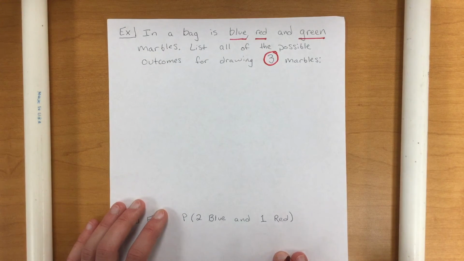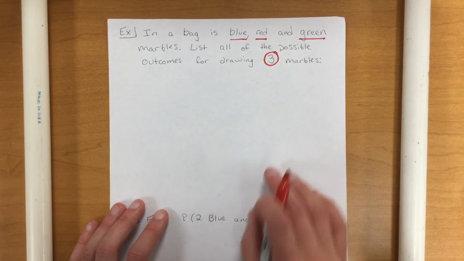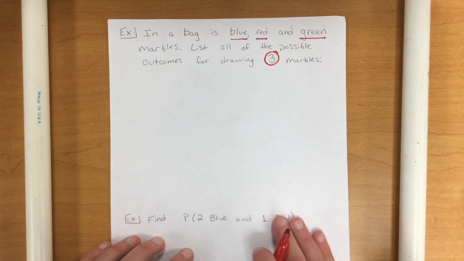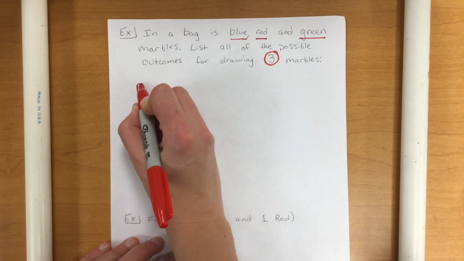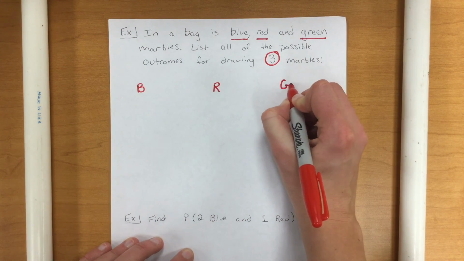So we have to remember that order matters when we're drawing them from the bag. So we might have some that are going to look the same. We might have like blue, blue, red, and blue, red, blue, but they're still going to be different. So for our first marble, we could have any of the colors. We could have blue, we could have red, or we could have green.